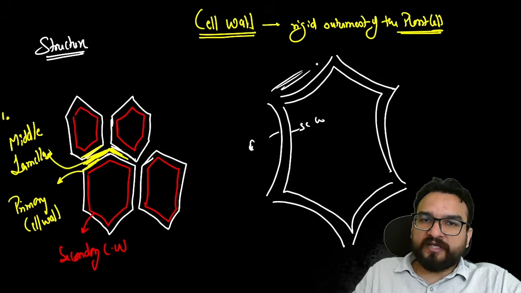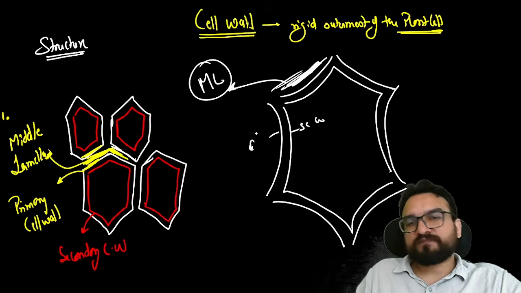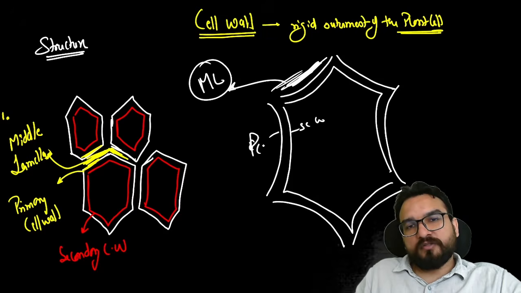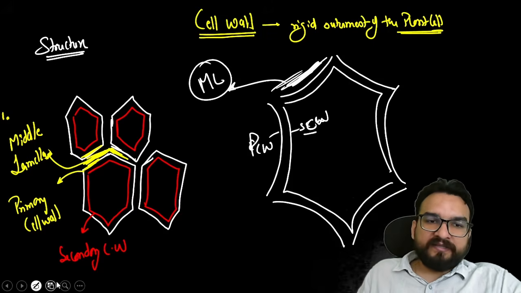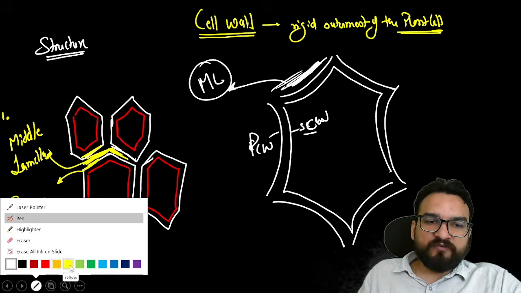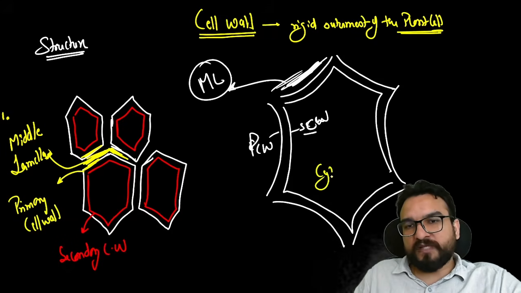Again, can you show me the secondary cell wall, primary cell wall? And the outer part over here must be intercellular space, and this must be filled up by middle lamella. Primary cell wall, secondary cell wall over here. Understanding? And then over here you will be finding this cell wall, and this is the cytoplasm.